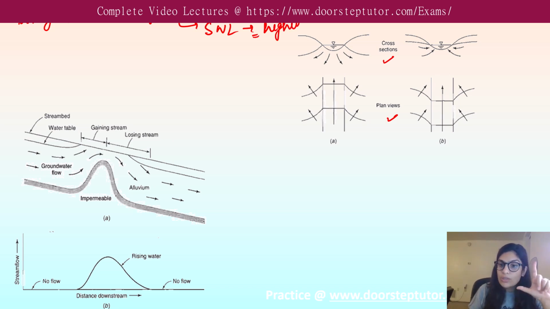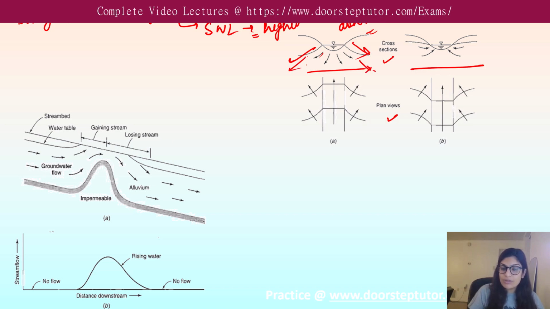So on the basis of this concept, if I look at this cross section view, these two figures, which one should be the losing one? This one should be the losing one, where arrows are pointing in a downward direction away from the stream. Why? Because this shows that the water is seeping out of the stream bed. So when it is seeping out, that means it is recharging the aquifer, correct? Now in this one the stream is gaining, so therefore the arrows are in an upward direction. Got it?